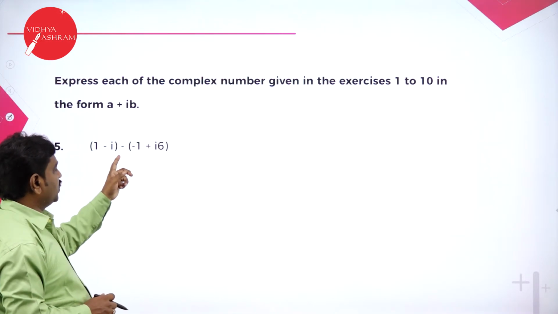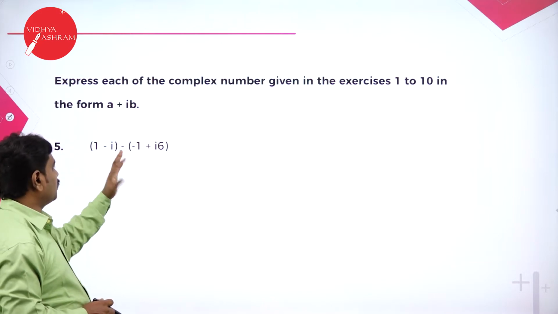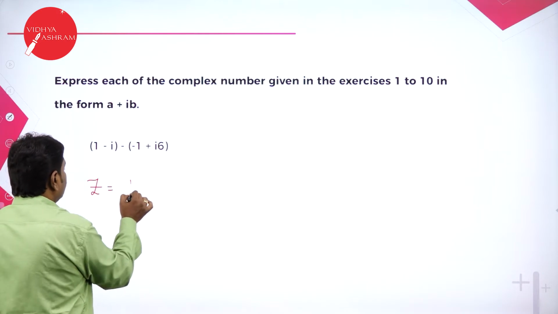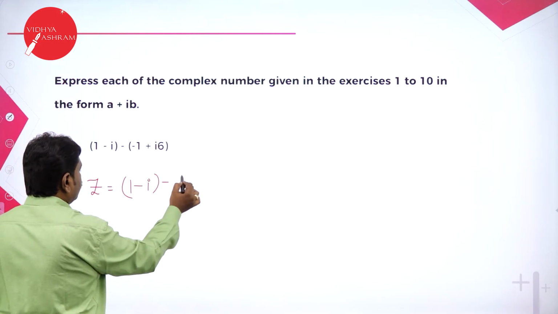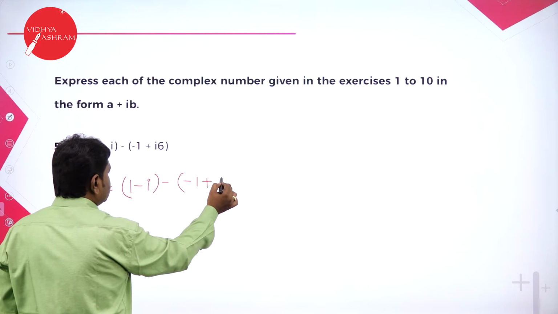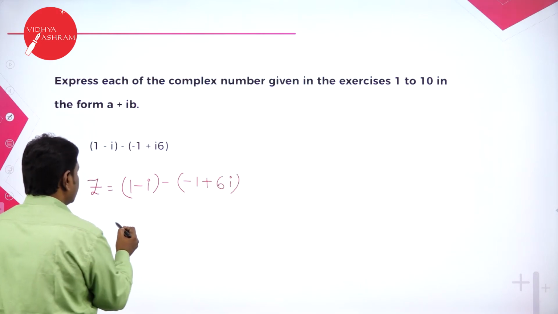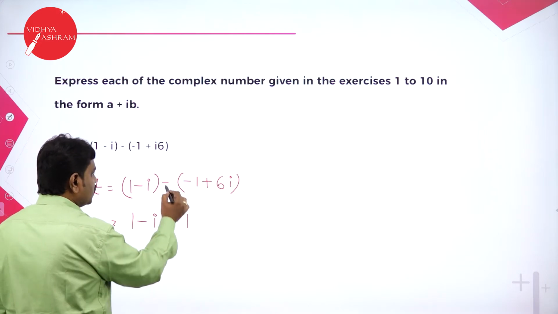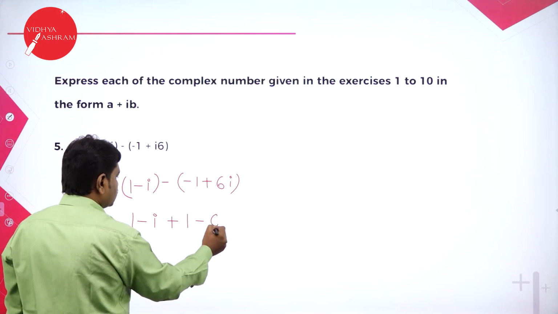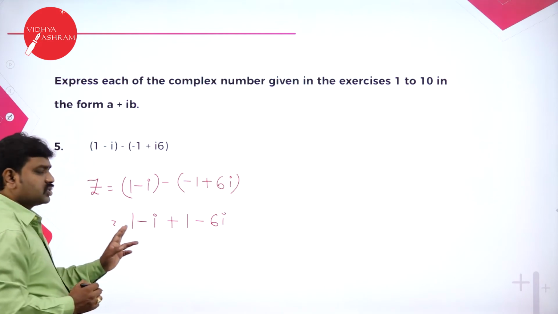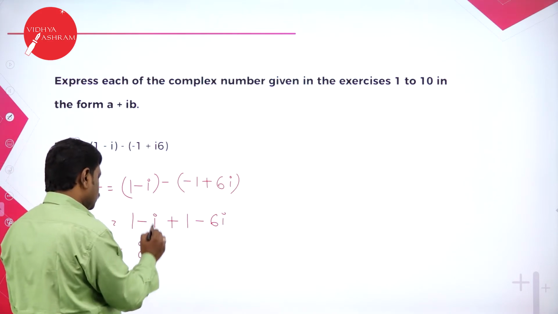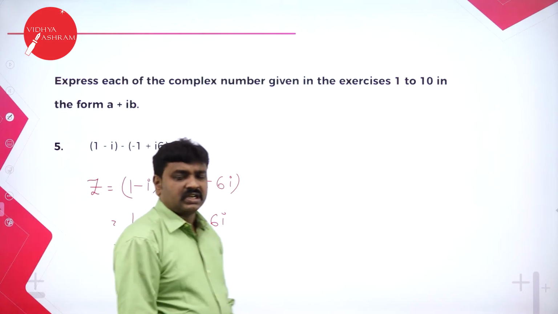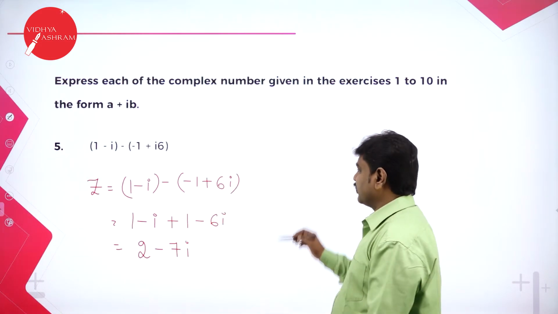1 minus i minus 1 plus 6i. So subtraction of two complex numbers. Take z is equal to given number 1 minus i, in between we have minus, 1 plus 6i or i into 6, one and the same. Expand this: open the brackets, minus into minus is plus, minus into plus is minus 6i. Like terms you simplify. What is 1 plus 1? 1 plus 1 is 2. Minus i minus 6i is minus 7i. So you got the value of z. So z is 2 minus 7i.